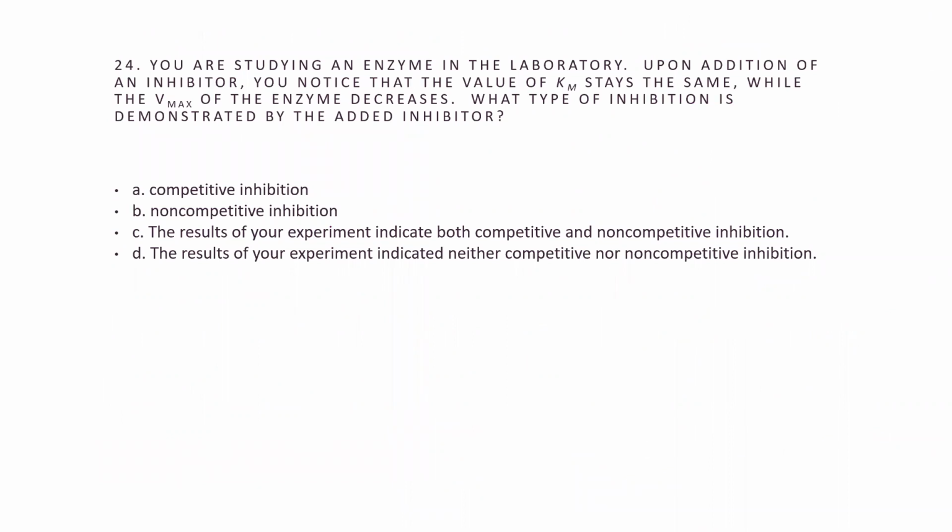Hey guys, I'm sorry, we're going to go really fast. I know it's going long. You're studying an enzyme in a laboratory. Upon addition of an inhibitor, you notice that the value of Km stays the same, while the Vmax of the enzyme decreases. What type of inhibition is demonstrated? B. Why is that? Lower Vmax? Yep, so Km stays the same, decreased Vmax. Any questions about that?